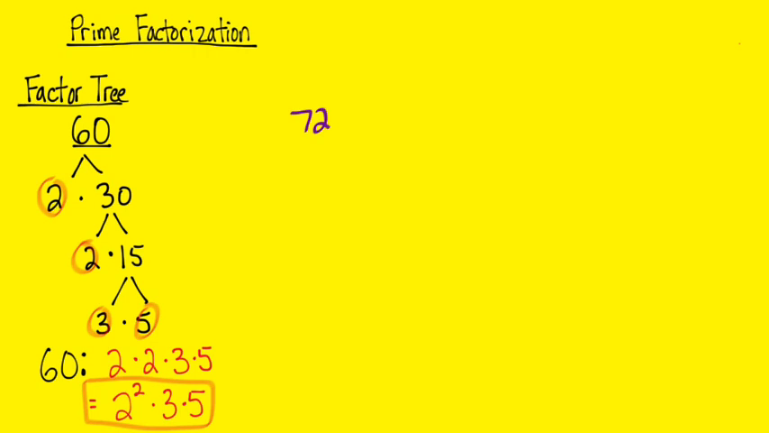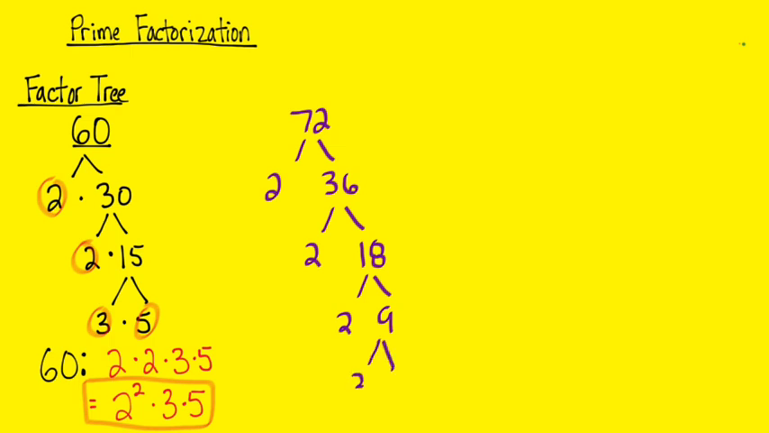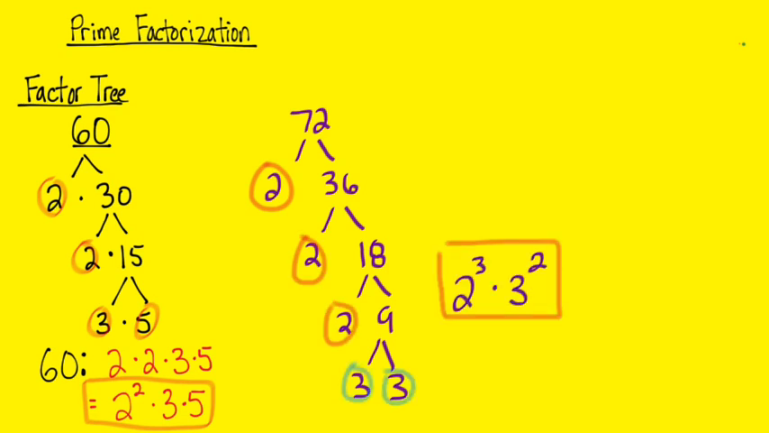If I have 72, let's just practice this a little bit. Well, that's 2 times 36. And we know 2 is prime. And then 36 is 2 times 18, and again, we know 2 is prime, and 18 is 2 times 9. Again, 2 is prime, and then 9 is 3 times 3. So with this, we would end up with 3 2s and 2 3s, or 2 to the third power times 3 to the second.